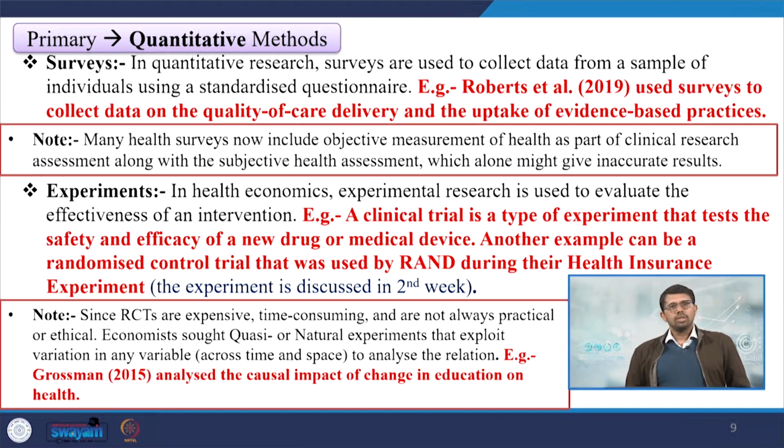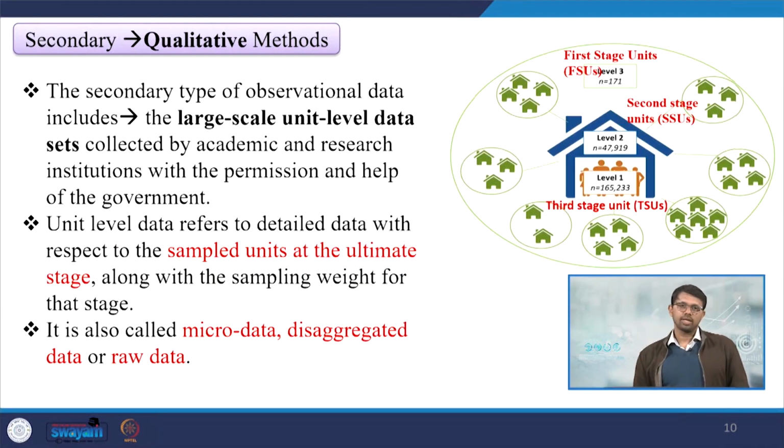One thing to note here, that since RCTs, randomized control trials, are very expensive, time consuming, and are not always practical or ethical, economists sought quasi or natural experiments that exploit variation in any variable across time and space to analyze the relationship. For example, Grossman in 2015 analyzed the causal impact of change in education on health.